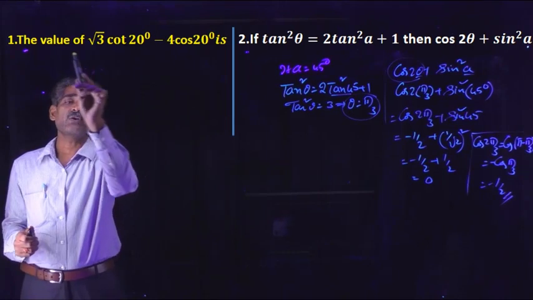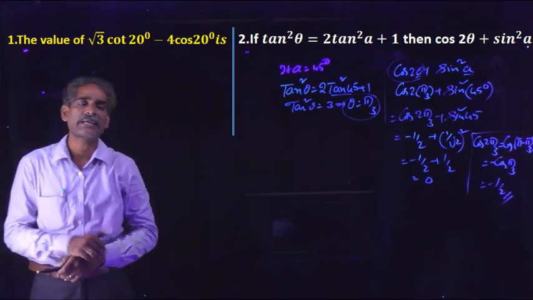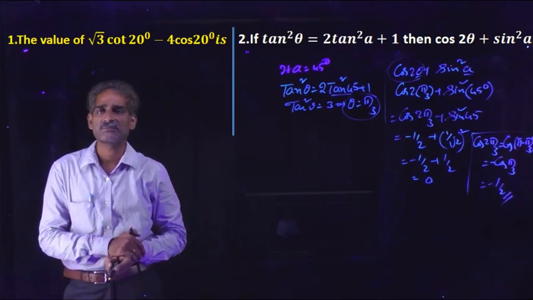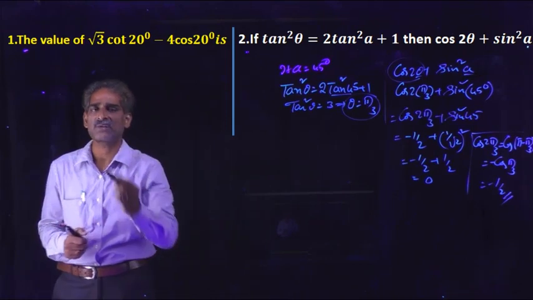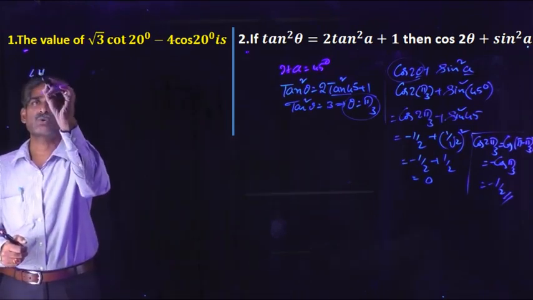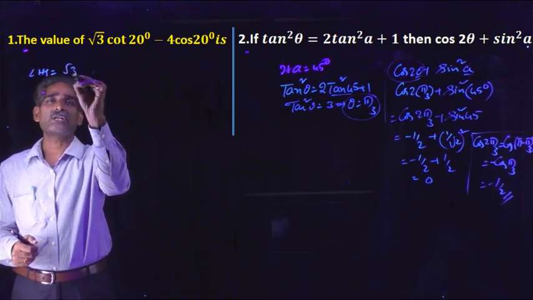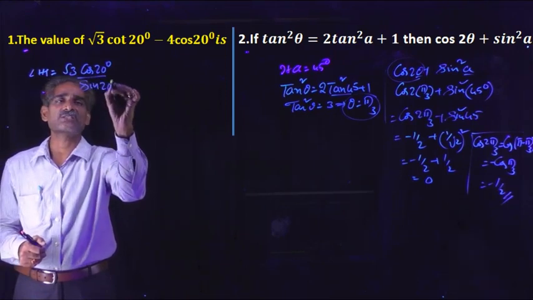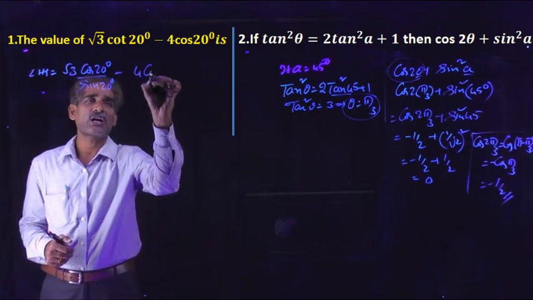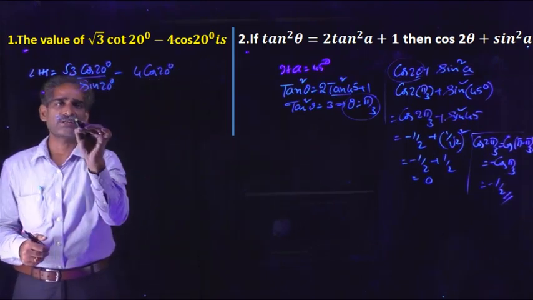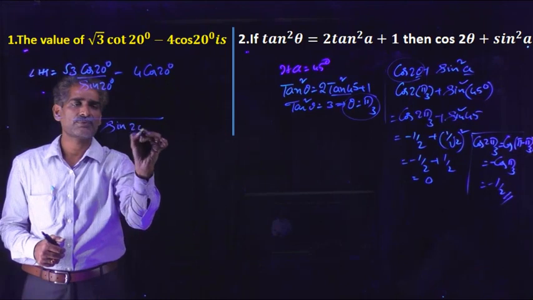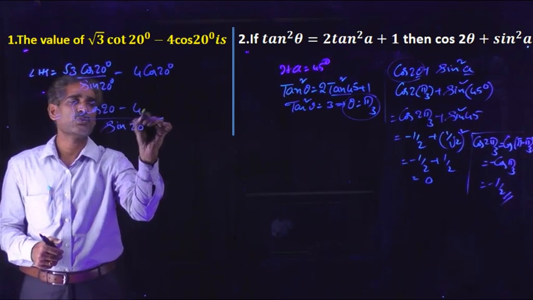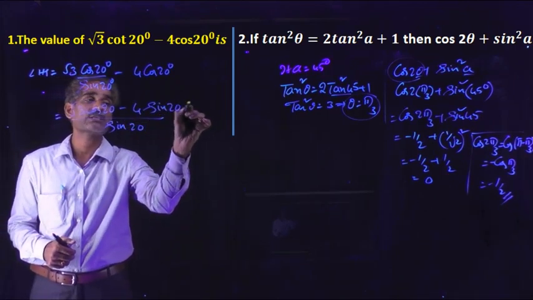Now the value of root 3 cot 20 minus 4 cos 20. So one function is cot, one function is cos. So try to write the cot function also in terms of cos and sine. So here the LHS is equal to root 3 into cos 20 degrees by sine 20 degrees minus 4 cos 20 degrees there. Now take LCM. If the LCM is sine 20, so root 3 into cos 20 minus 4 into sine 20 into cos 20.